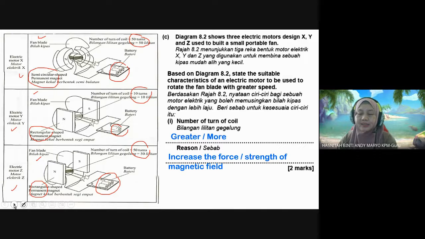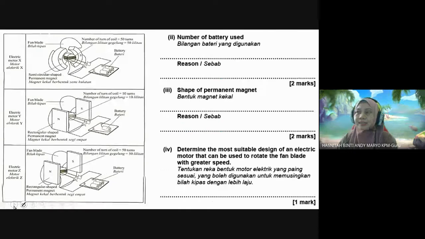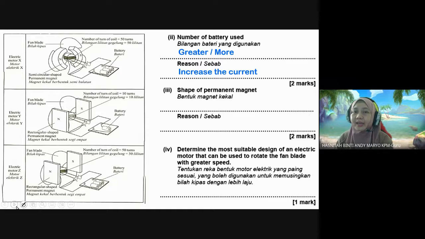Then the second factor, the number of batteries used. Do we want to use 3 or 1? Boleh tak cikgu tulis 3? 3 batteries. Cannot. Again, you write greater or more. More batteries, a greater number of batteries. Why? What is the advantage of using more batteries instead of a single battery only? It supplies greater current. Increase the current. Current higher, current bigger, current greater.